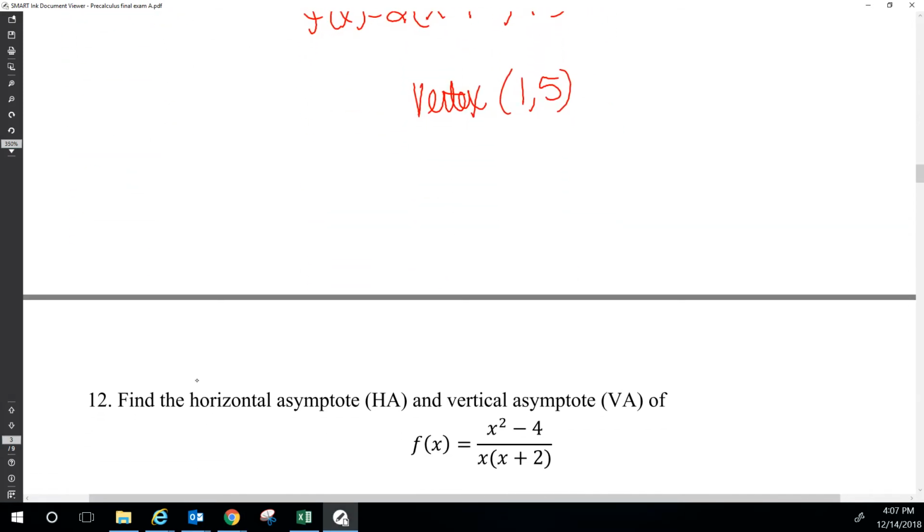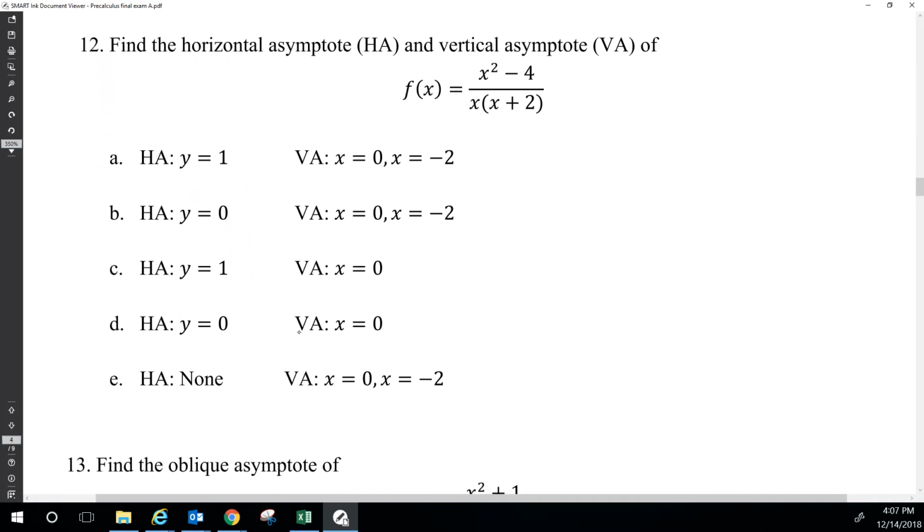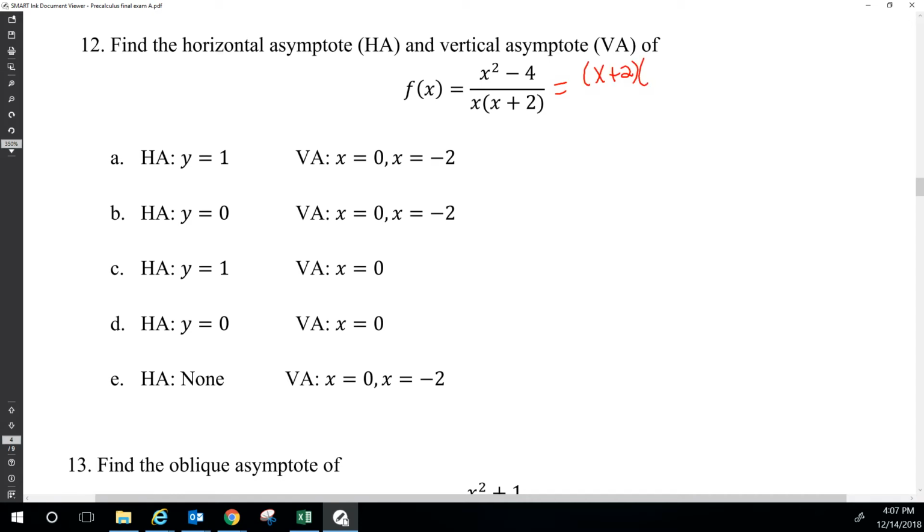All right, number 12. Find the horizontal asymptotes and vertical asymptotes of this. So first thing I want to do is factor out the numerator and see if there's anything I can cancel out. Notice this cancels out, and this would leave us with x minus 2 over x.